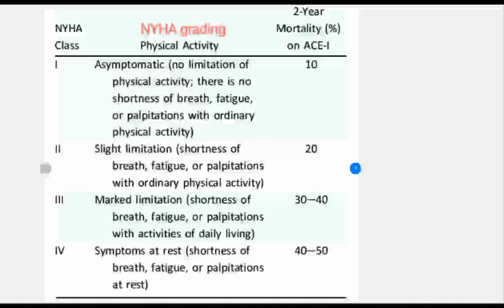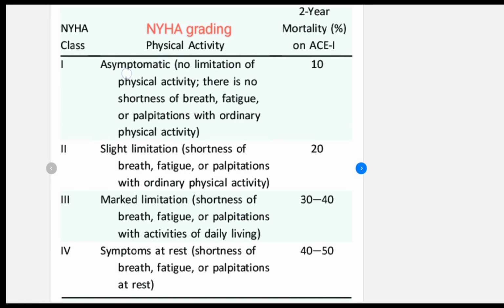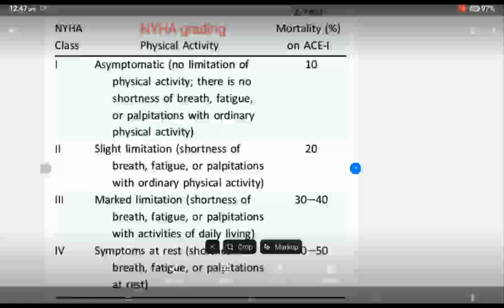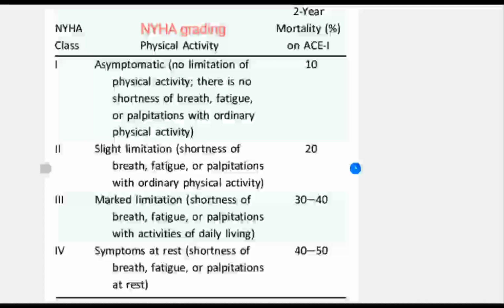1 is asymptomatic on physical activity, then 2 is slight limitation on physical activity, 3 is marked limitation on daily activity, and 4 is symptoms at the rest. First is asymptomatic, then second is slight limitation, then third is marked limitation, and fourth is symptoms at the rest.